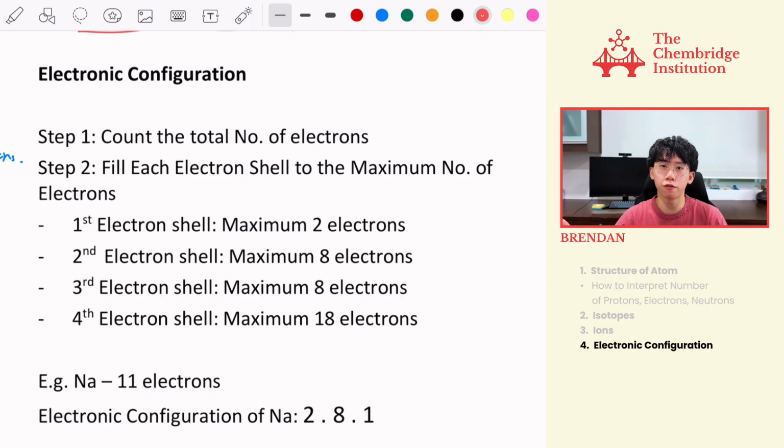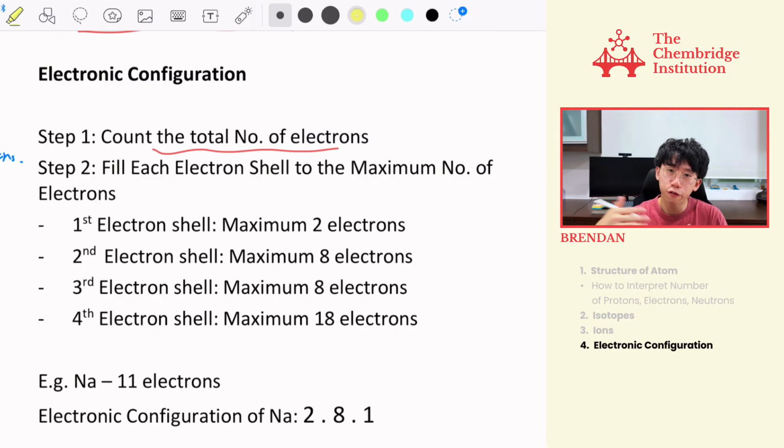So the last part of atomic structure is knowing how to form the electronic configuration. To form this electronic configuration, the first step is we have to count the total number of electrons for the atom or the ion. And we already know how to calculate this based on what I've run through previously. Step 2, you want to fill each electron shell to the maximum number of electrons. And the filling of electron shells goes in order. You want to fill it from the first electron shell to the second, then to the third, then to the fourth, etc. Generally, you need to fill the electron shell all the way to the maximum number first.